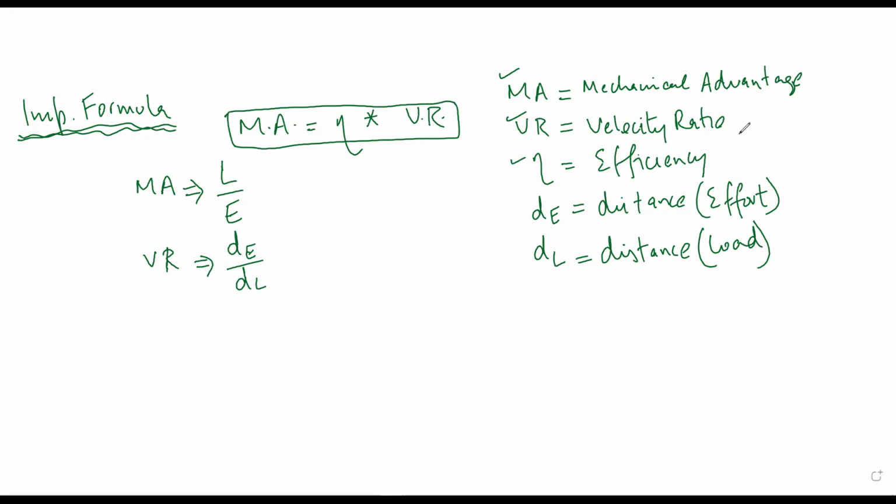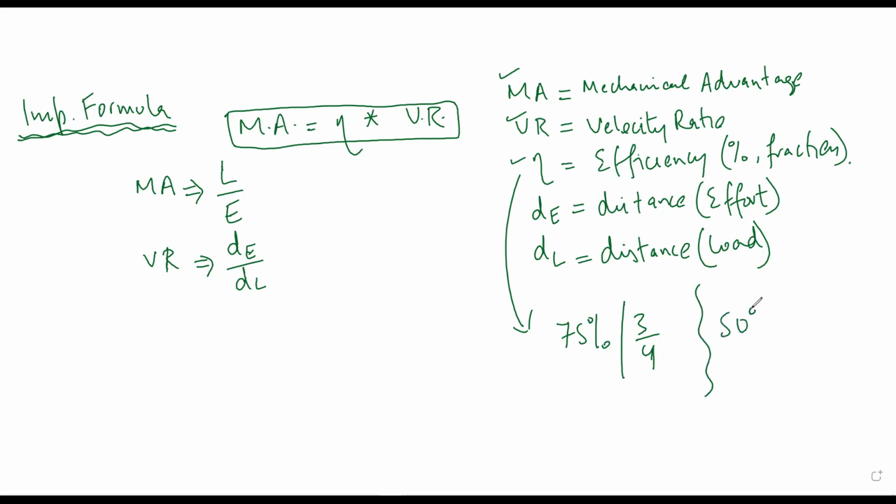Now, one thing about efficiency is it can be given in percentage and it can also be given as a fraction. Let us try to understand this first. For example, I can write 75% or I can write 3/4 also. Mr. CB, any doubt about this? No doubt, sir. So I can write 50%, I can write half also.